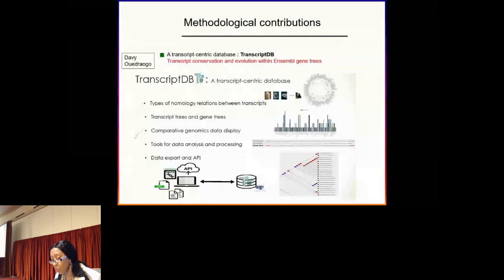The transcript database is centered towards the transcript rather than toward the genes. So it allows to retrieve different types of homology relations between transcripts, to retrieve transcript trees and gene trees, to display comparative genomics data. There are also tools added for data analysis and processing. The data can be exported, and therefore there is an API to use this tool as input of some other methodological pipelines.